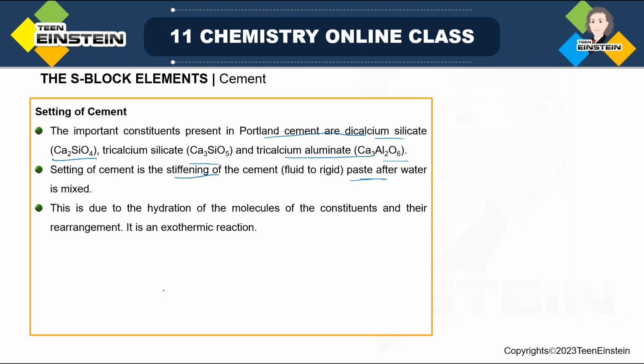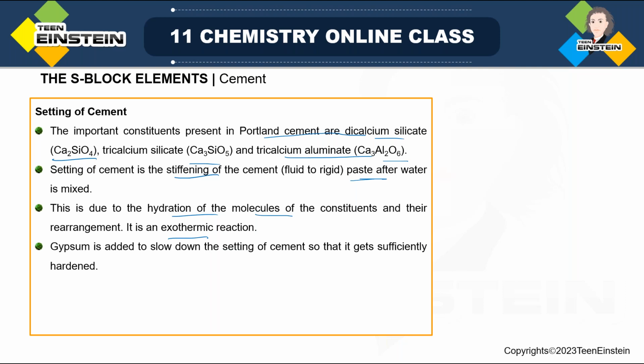Now why does it happen? It is because of the hydration of the molecules of the constituents. So it absorbs water, hydration of the molecules. There is some rearrangement, and it is an exothermic process. Heat is generated. Why is gypsum added? To slow down the setting of cement so that it gets sufficient time before hardening.